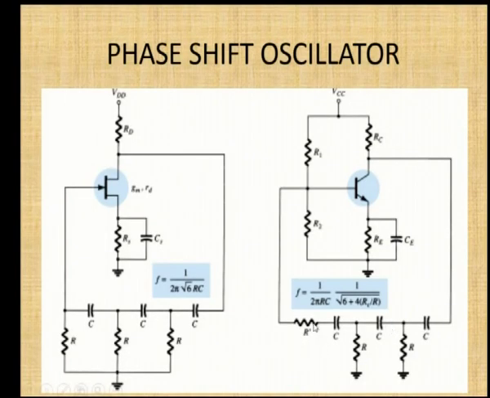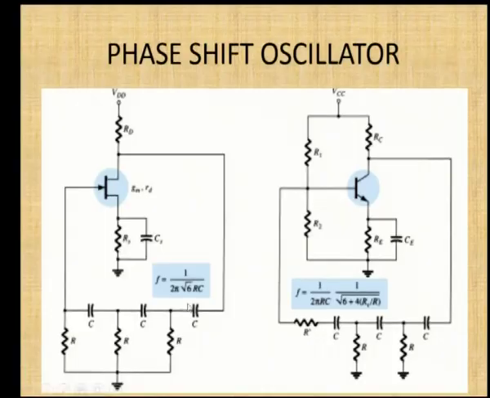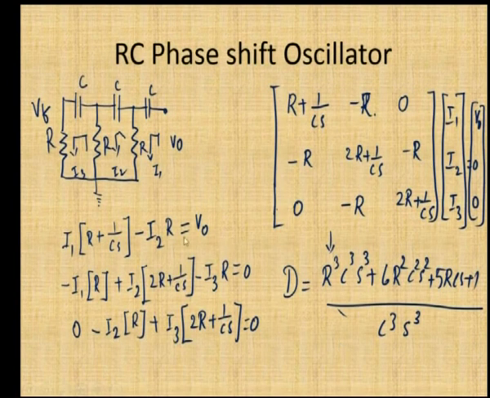So, we have to derive the frequency of oscillation for this oscillator. That is, at what frequency the oscillator is going to produce a sustained oscillation. This is the formula, the answer after you derive: f is equal to 1 by 2 pi root 6 RC for the FET, and for the BJT this is the case. So, we will derive the frequency of oscillation from the feedback network.